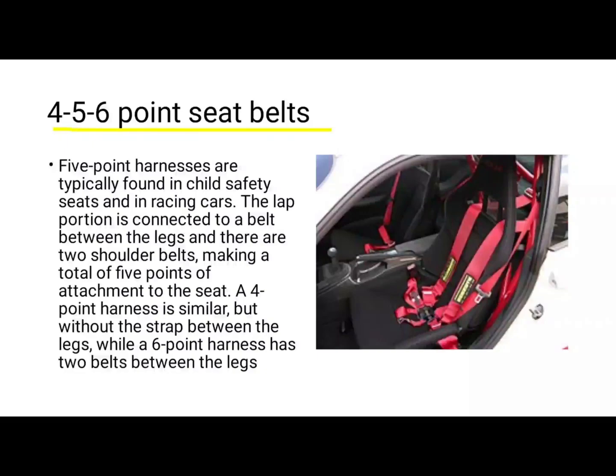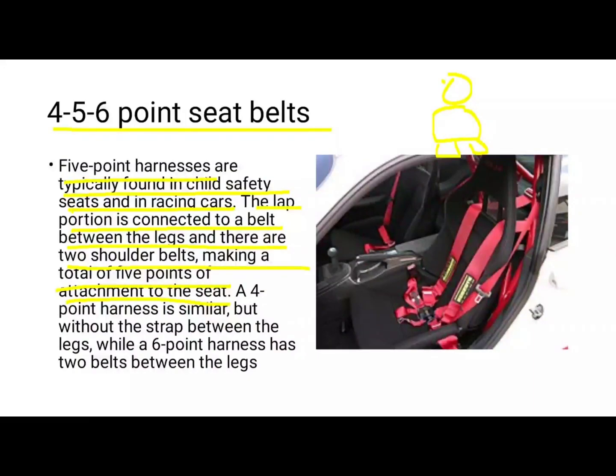First of all we will see that 5-point harnesses are typically found in child safety seats and in racing cars. The lap portion is connected to the belt between the legs, and there are 2 shoulder belts, making a total of 5 points of attachment to the seat. See, now this is a baby sitting here. Okay, these are his legs.